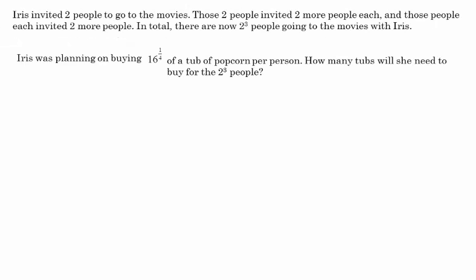Okay, Iris invited 2 people to go to the movies, and these 2 people invited 2 more people, and those 2 people invited 2 more people. So now there are 2 to the 3rd people going to the movies with Iris. Now, she's planning to buy 16 to the 1/4 of a tub of popcorn per person. So how many tubs will she need for the 2 to the 3rd people?